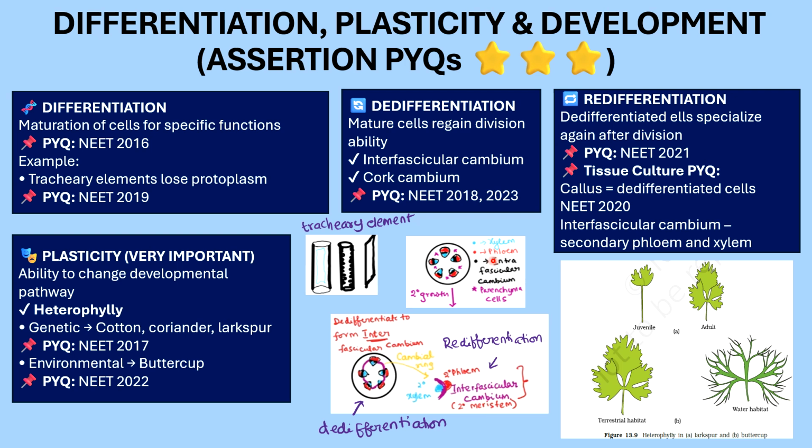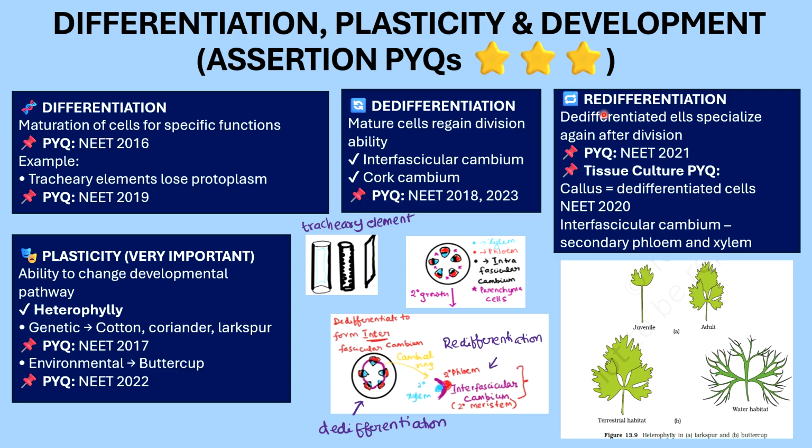Look here, this is a cross section of the stem, and blue is your phloem, red is the xylem. In between there is intrafascicular cambium, and in between the bundles there is interfascicular cambium. So parenchymatous cells which are already differentiated, under specific conditions, can dedifferentiate and form your interfascicular cambium or cork cambium, which is an example of dedifferentiation.